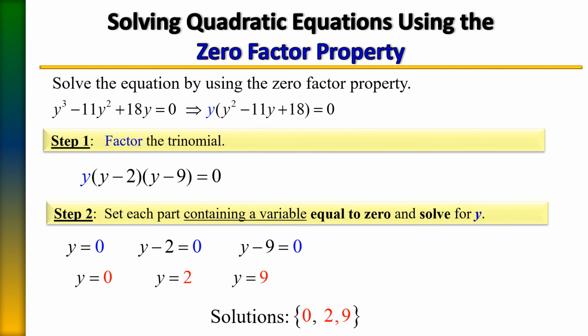Now, just in case you wondered why the y is a part of the solution and the problem previous to this one, the -3 was not part of the solution. The reason the -3 was not part of the solution was because it did not contain a variable. But anything that contains a variable and is on the outside, you must also set that equal to 0 and solve for that variable. And there you have it, zero factor property.